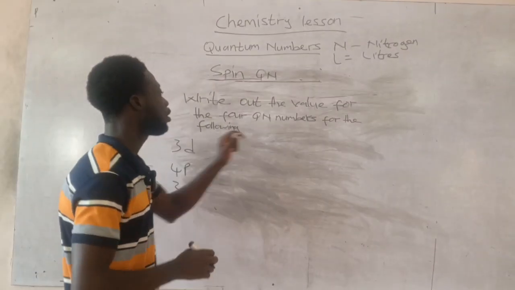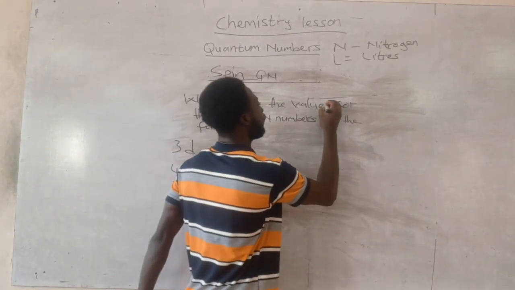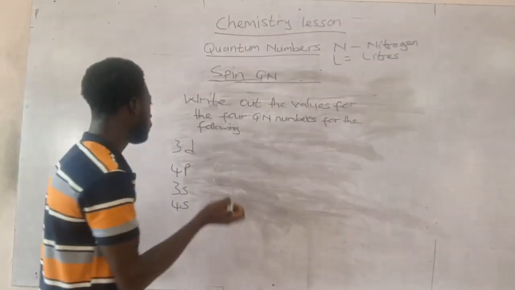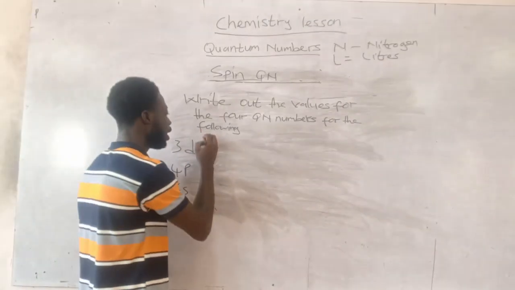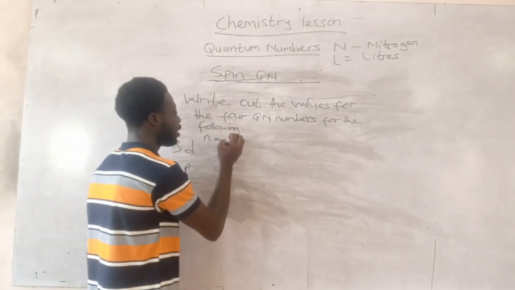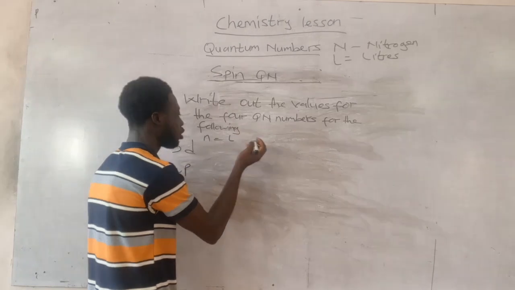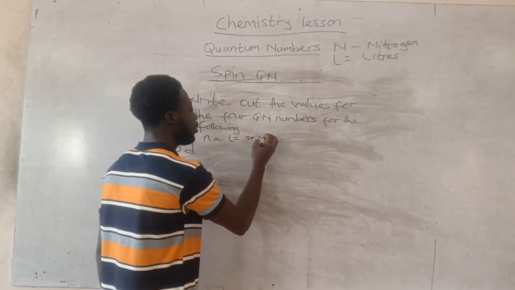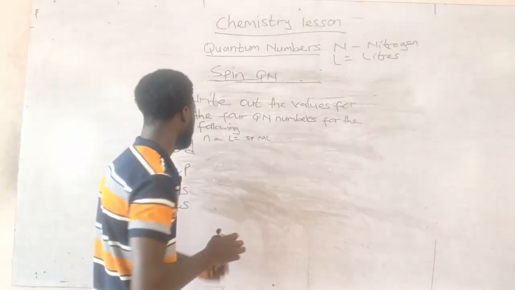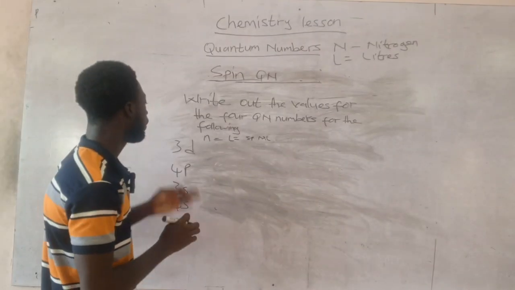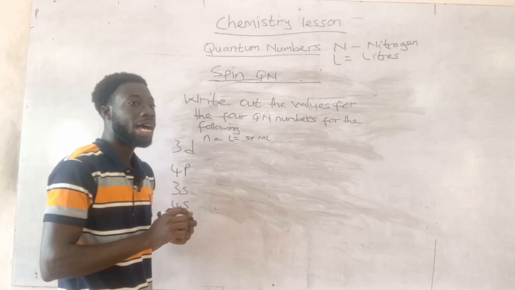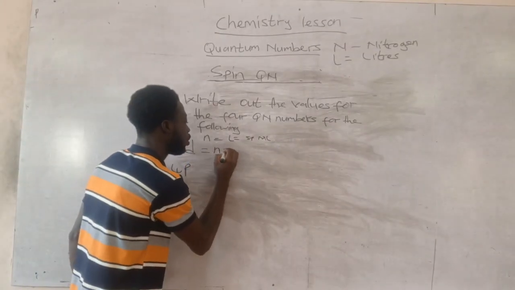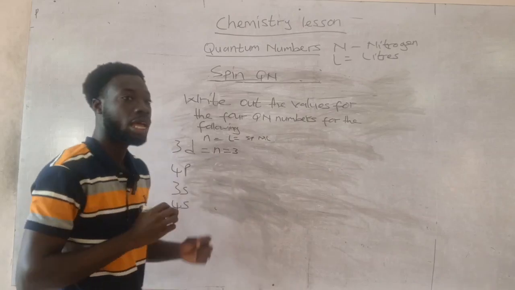Write out the values for the four quantum numbers for the following. For the four quantum numbers, we have n as the principal quantum number, L as the azimuthal quantum number, then our spin, and then our ML, the magnetic quantum number. So for 3d, what is our n here? Our n is equal to 3.